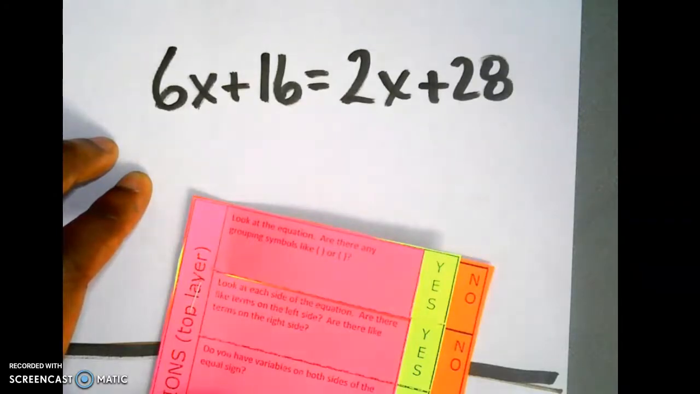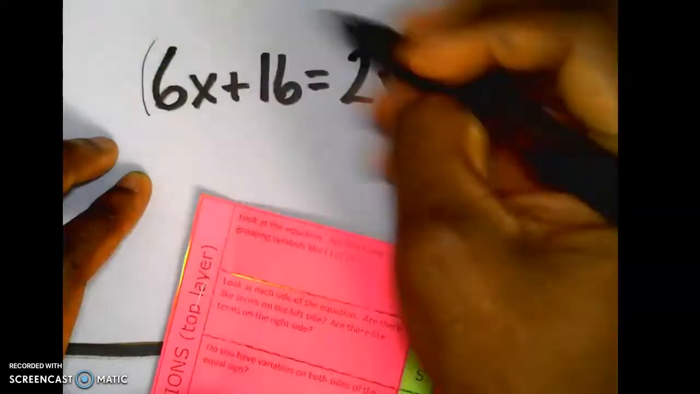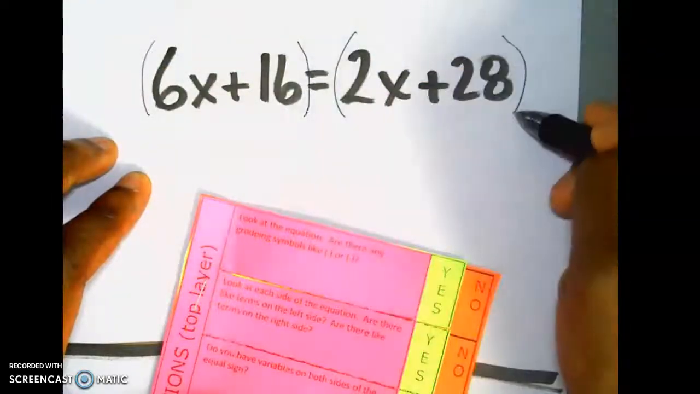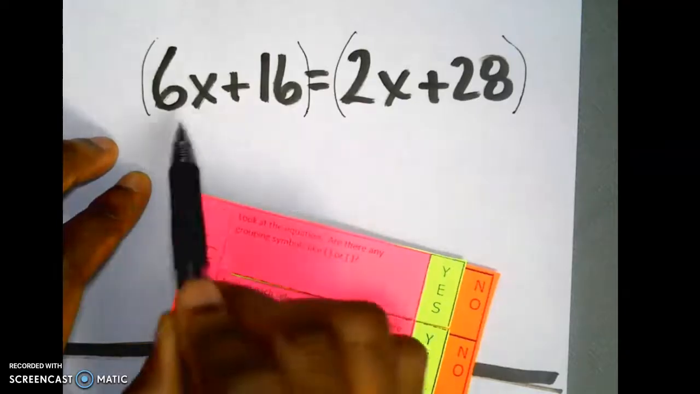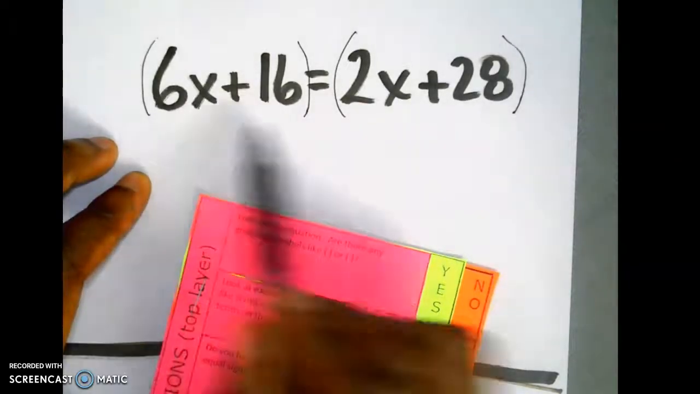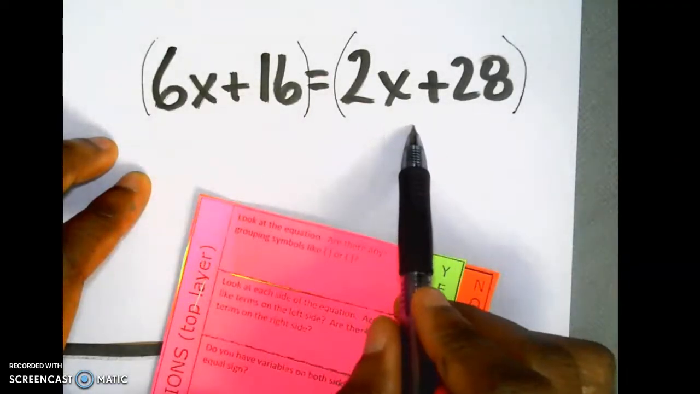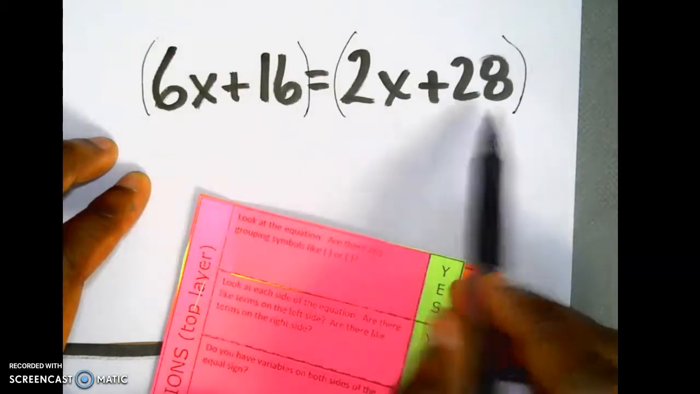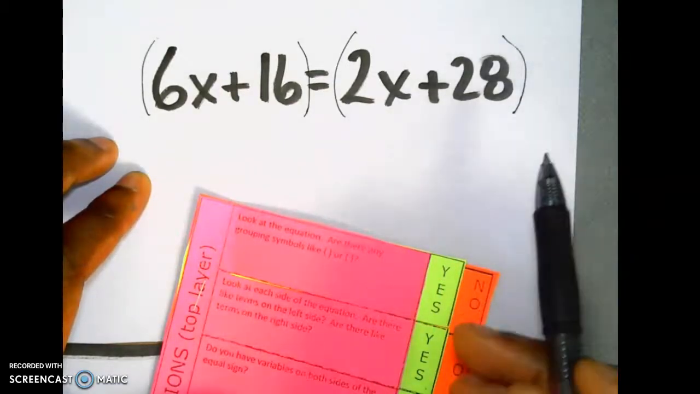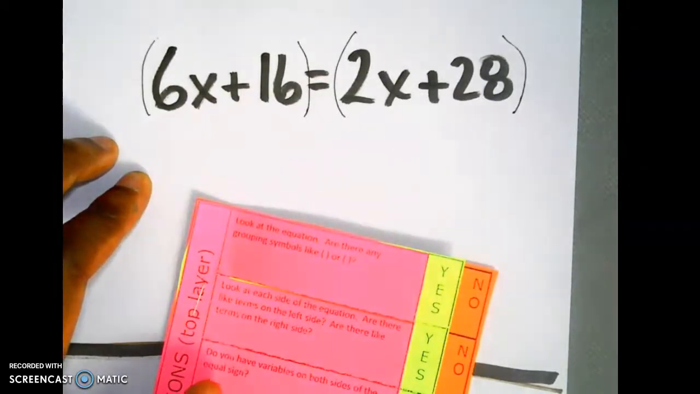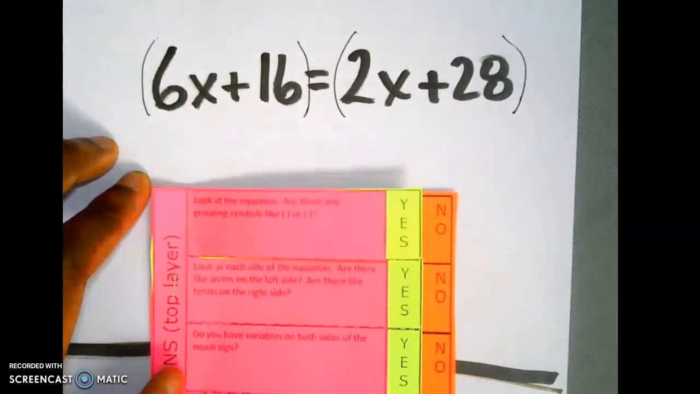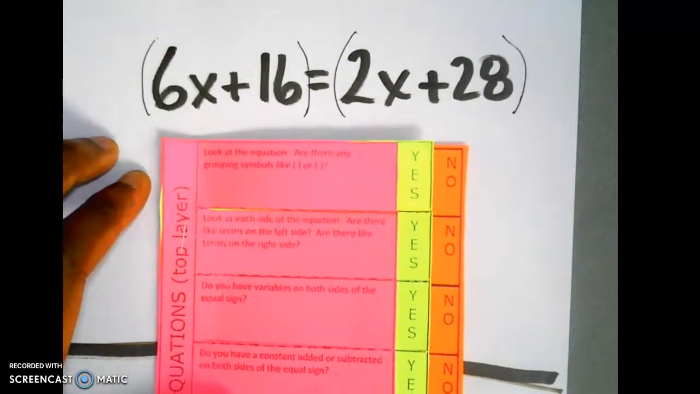But as you notice, on each side, and I'm putting parentheses around my two expressions here that are on either side of the equal sign, there are no like terms on this side of the equal sign or on this side. There's nothing else that I can actually combine. So that's why I just have 2x plus 28. I can't put those together. Those are unlike terms. 6x and 16, I cannot put those together. So they are not like terms. So I'm going to move on to my next question at this time.